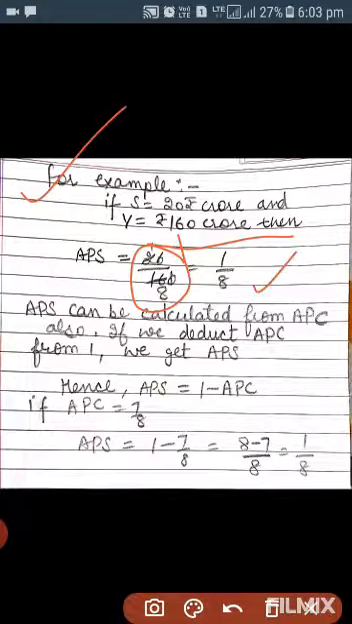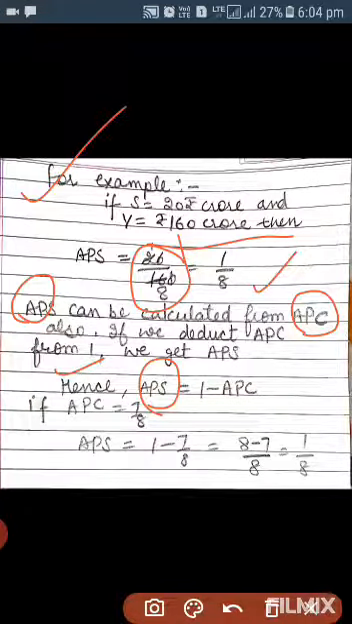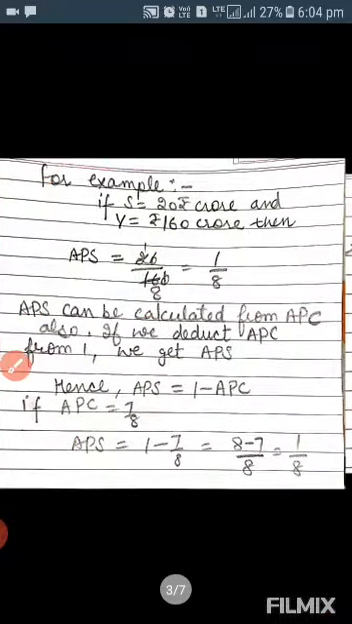One more thing, that average propensity to save can also be calculated from average propensity to consume. If we are given APC in the equation, we can find the value of APS. How? When we deduct the value of APC from 1, we will find APS. Like this, average propensity to save would be equal to 1 minus APC. If APC is given as 7 by 8, then we apply the formula 1 minus 7 by 8, and when we solve it, we will find 1 by 8. This is the value of average propensity to save.